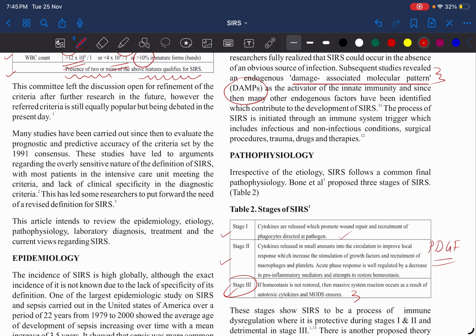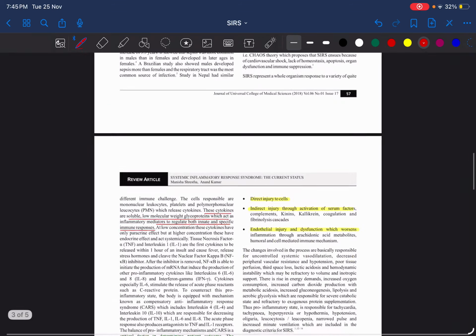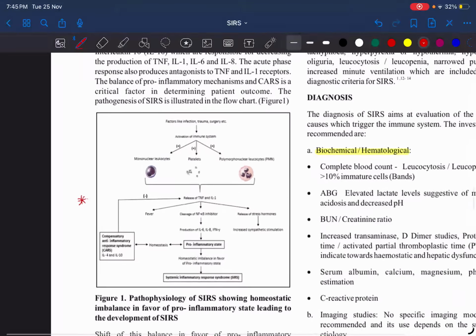And stage 3 is what happens. Suppose, despite all these levels, homeostasis is not restored. At that time, there is a massive systemic reaction which occurs as a result of cytokine storm. And as a result of the cytokine storm, MODS happens. What is MODS? Multi-organ dysfunction syndrome.